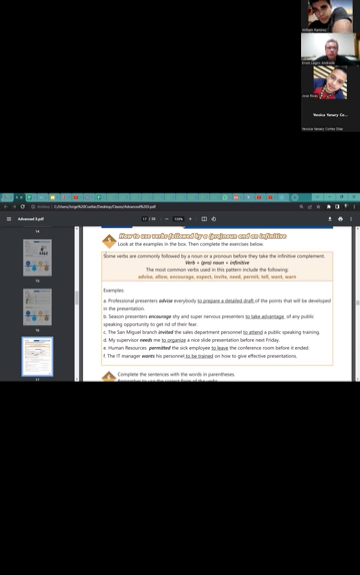Some verbs are commonly followed by a noun or a pronoun before they take the infinitive complement. Verb plus pronoun and infinitive. The most common verbs used in this pattern include the following: advise, allow, encourage, expect, invite, need, permit, tell, want, and warn.